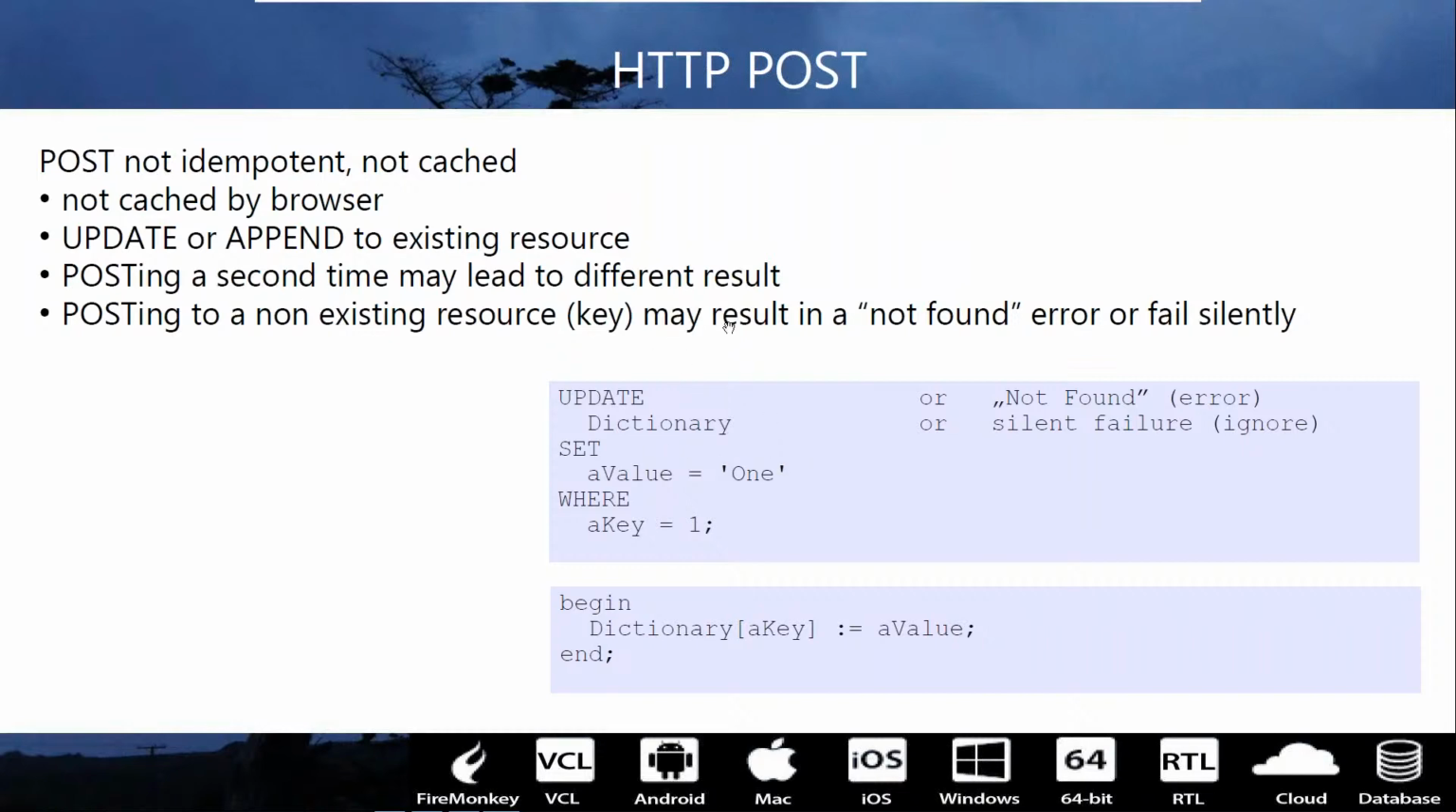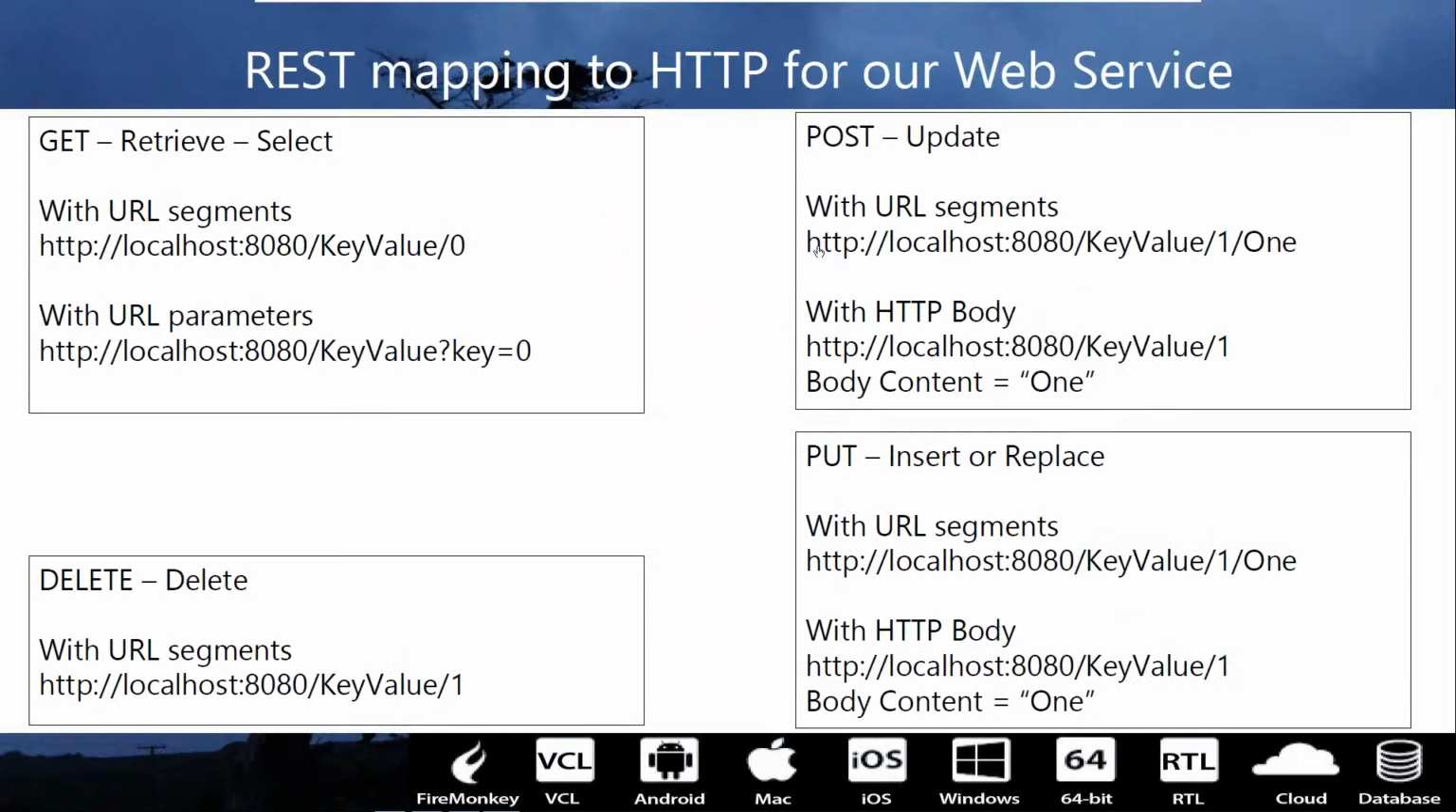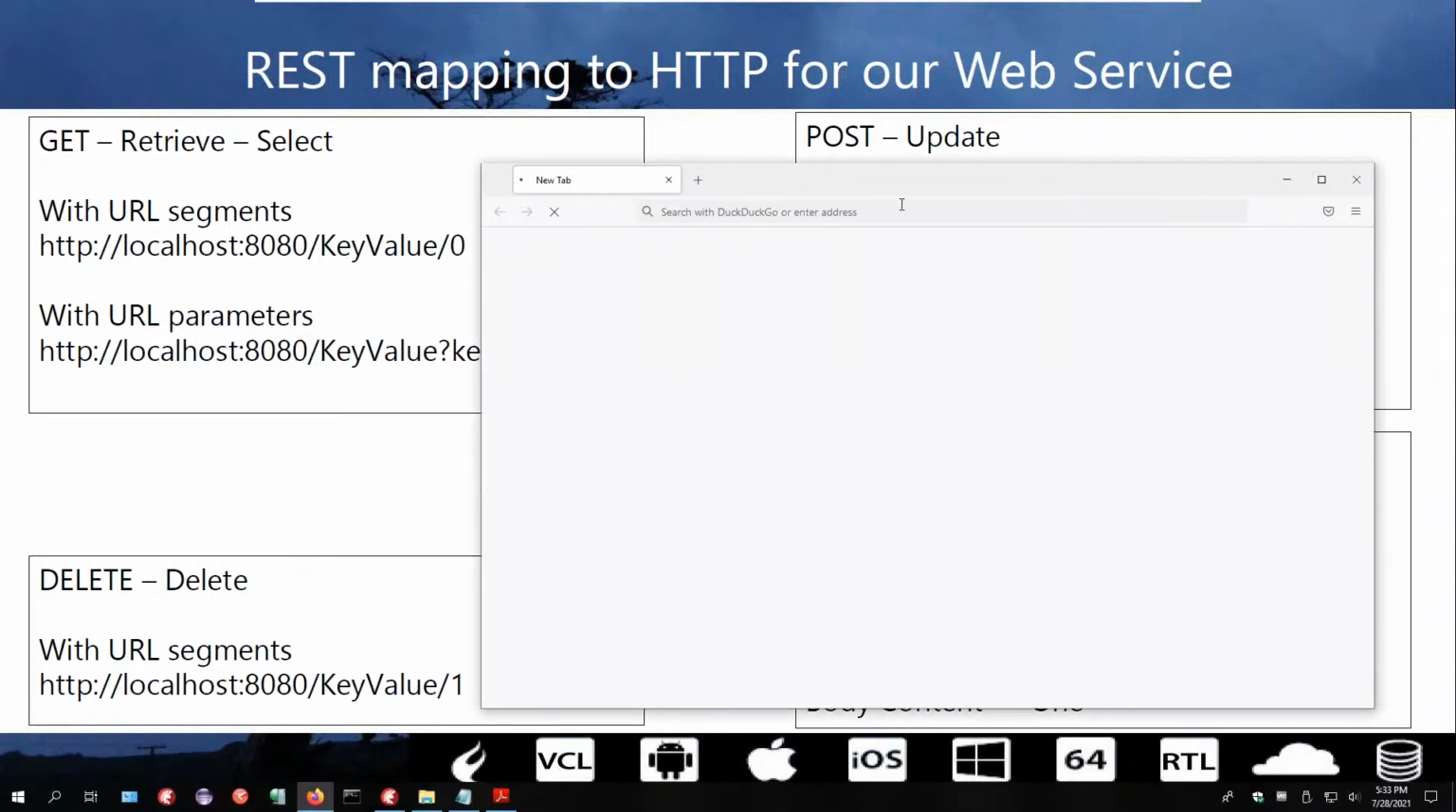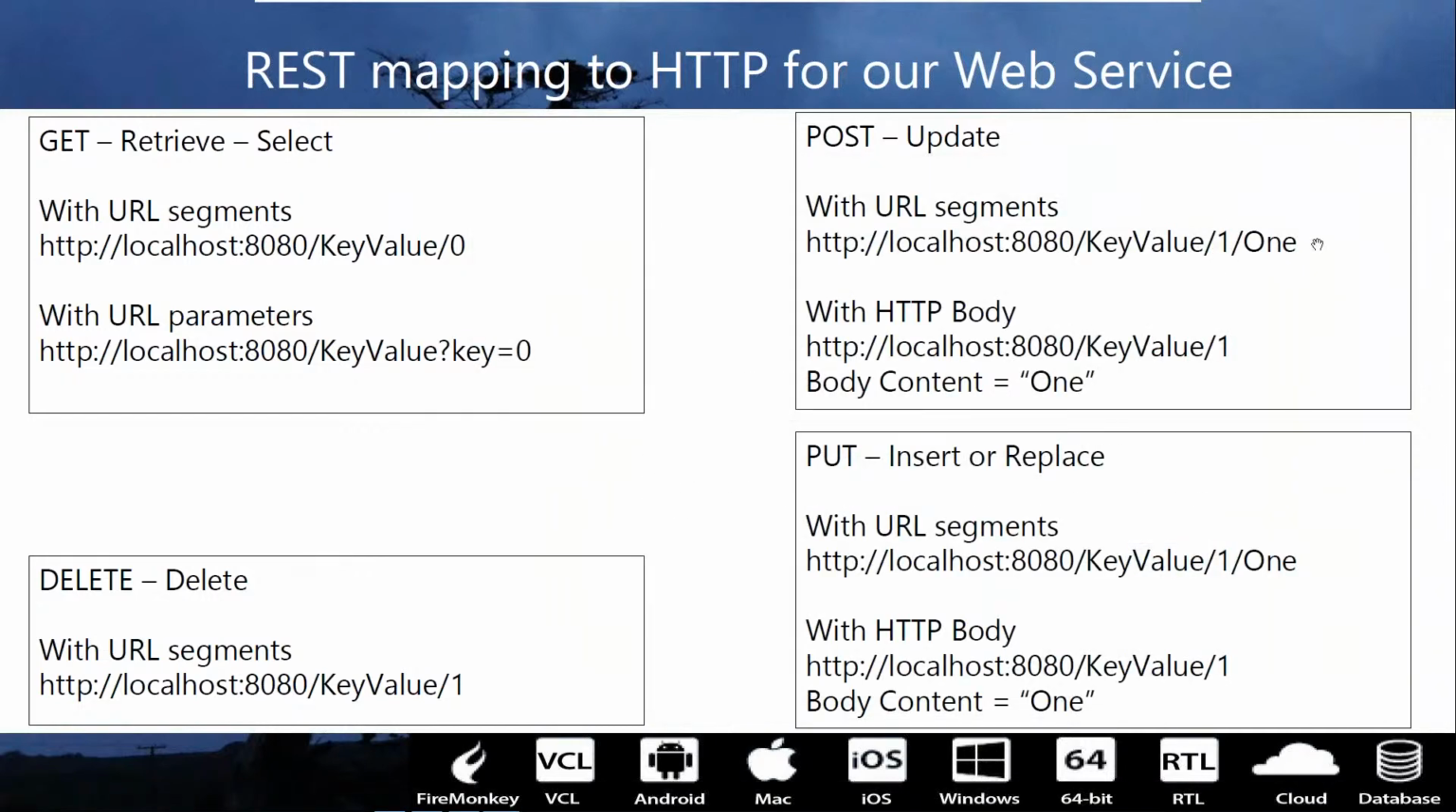And that post will be implemented with URL segments, as well as with the HTTP body. With URL segments, you can post a key value with key 1 and value 1. So the value is 1 here, and this is the key. Or you can use the HTTP body. So you have the URI, which is key value, the 1, which is the unique identifier for the key, and then a body content of 1.